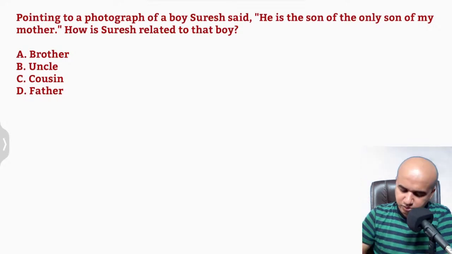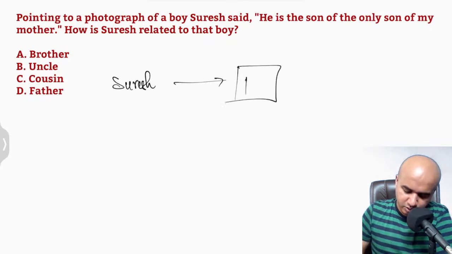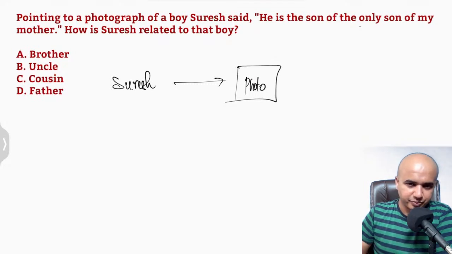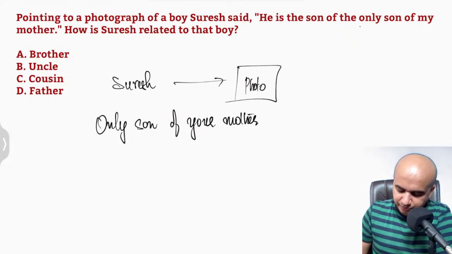Okay. So Suresh pointed to a photograph. So if this is that photo, what Suresh is telling is he is the son of the only son of my mother. So now the problem here is with respect to this son of the only son of my mother. So let us try to break that down. Only son of your mother. If you are the son, if you are a male person, then it would be you. Only son of your mother would be you. You in this case would be Suresh.